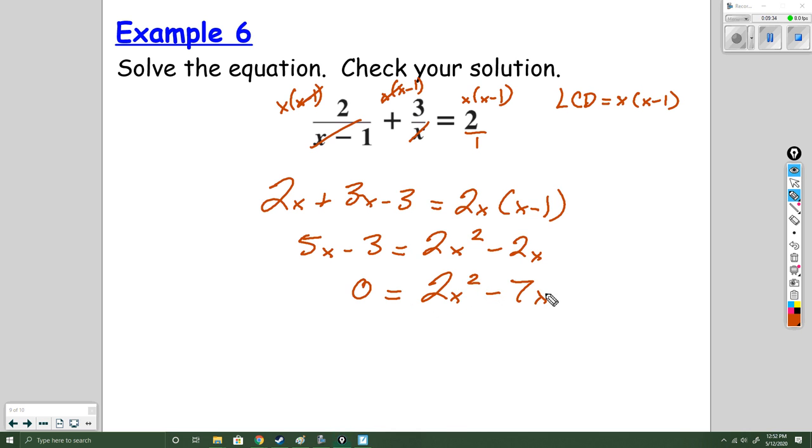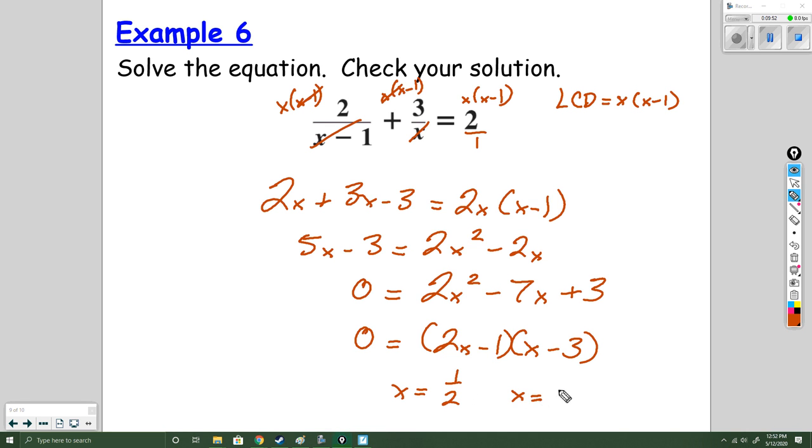That would give us negative 7x, and then we're going to add 3 and see if this thing is factorable. Luckily it is. We get 2x minus 1 and x minus 3. So if we set each factor equal to 0 and solve, we'll get 1/2 and 3. And then once again, what we should do is check each one of these solutions.